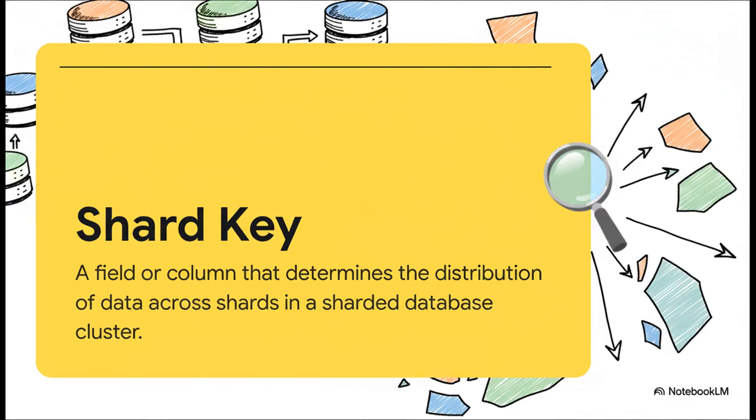It's called the shard key. This thing is the master organizer. It's a specific piece of your data, like a user ID or maybe a country code, that the system uses to decide exactly which shard a new piece of info belongs to. And let me tell you, choosing this key is one of the most important architectural decisions you'll ever make.